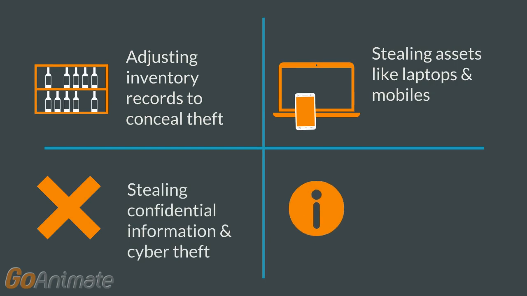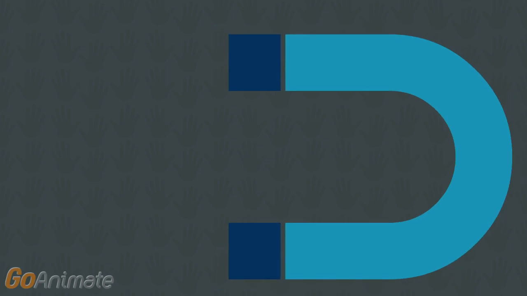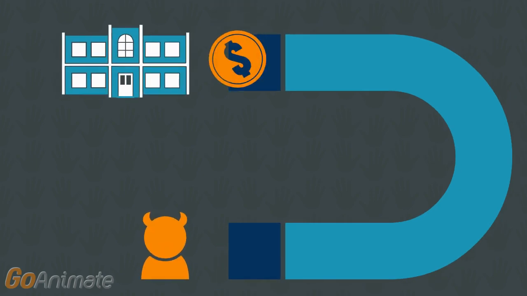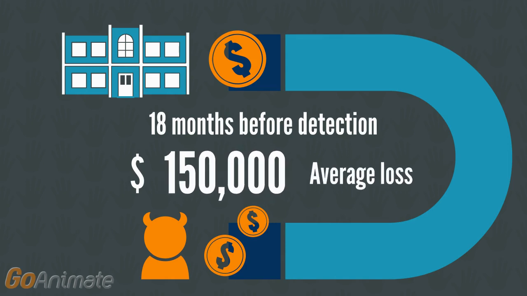These types of asset misappropriation schemes are among the most common types of fraud, and they can amount to a substantial loss over a long period of time. Fraud statistics from the Association of Certified Fraud Examiners indicate that the average loss is in the order of $150,000 over 18 months before the fraud is detected.